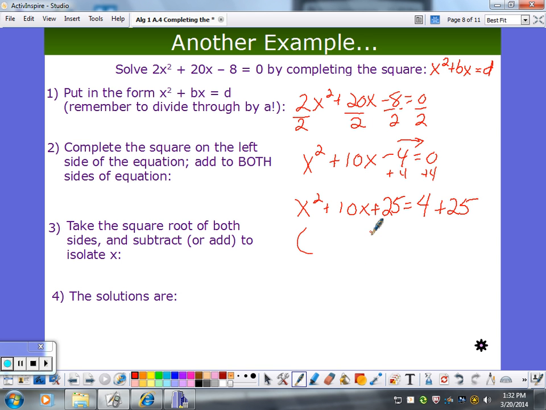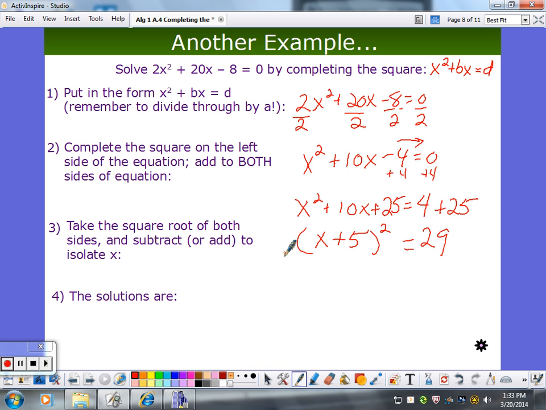Now I'm going to turn this into a square, and then what's on my right side? What is 4 plus 25? It's 29, right? 4 plus 25 is 29. Now I want x by itself. You're going to basically take the square root of both sides.